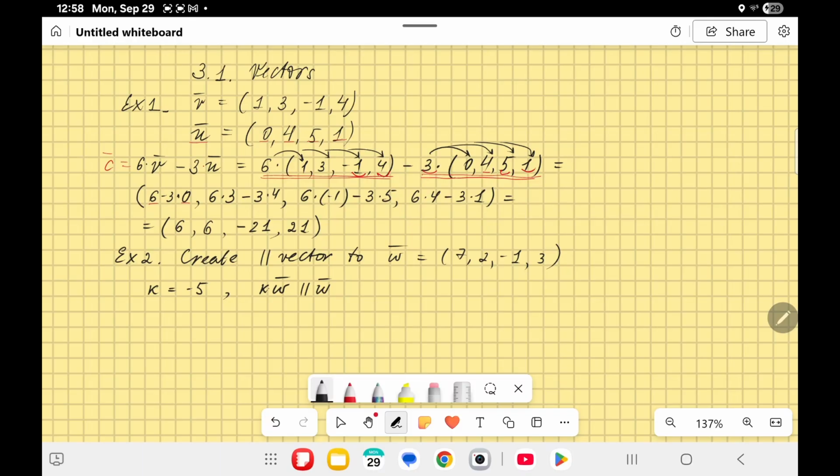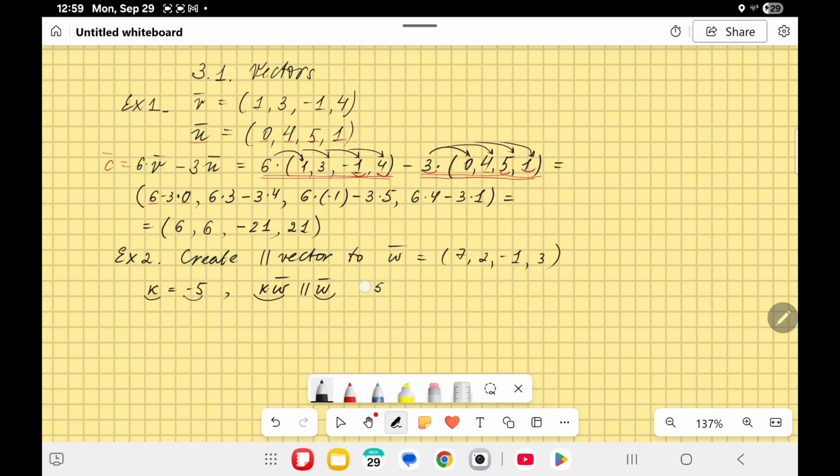Second example, create a parallel vector to vector w. Vector w is given with 4 components, 7, 2, minus 1, 3, and I want any parallel vector. You know that vectors are parallel if they differ by a scalar coefficient, proportional to each other, right? So how do we create a parallel vector? We are going to just multiply our given vector by some number, and you can choose this number. For example, I'm choosing the number minus 5. And the resulting vector is going to be parallel to ours.